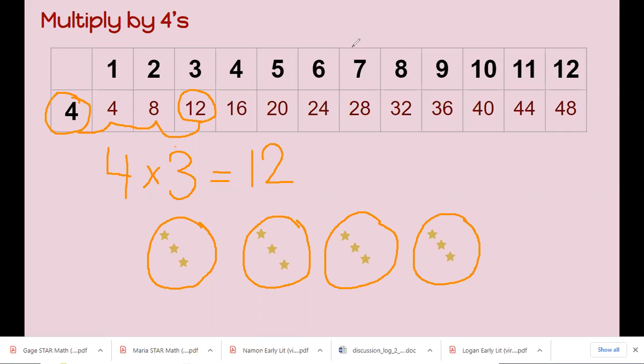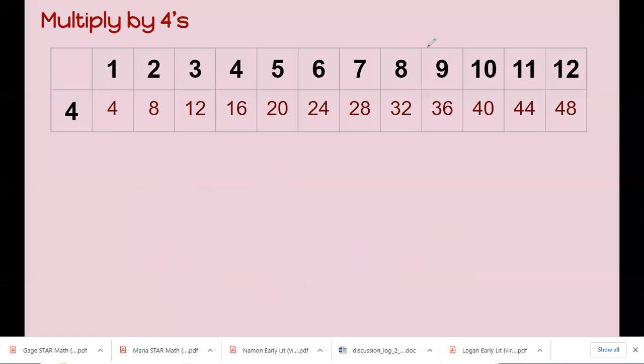Excellent job. Let's do one more together. So clear your paper or get another piece. If I have 4 groups of 7, let's start by drawing my groups. I have 4 groups. Draw 4 groups on your paper. Make sure they're big enough to put your stars in.